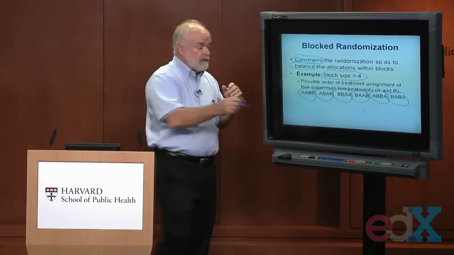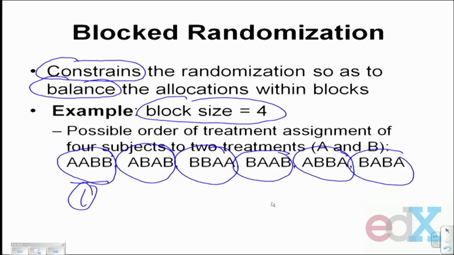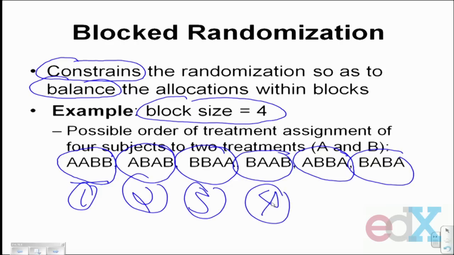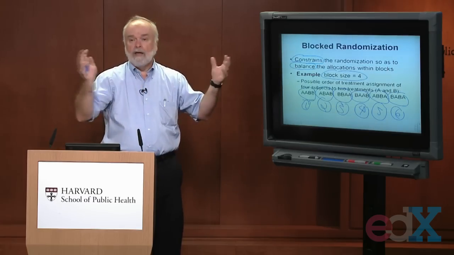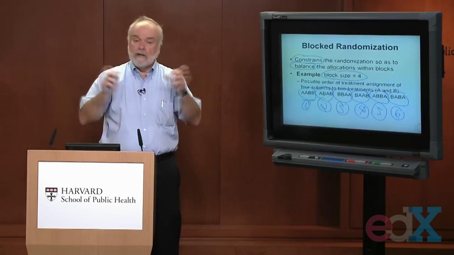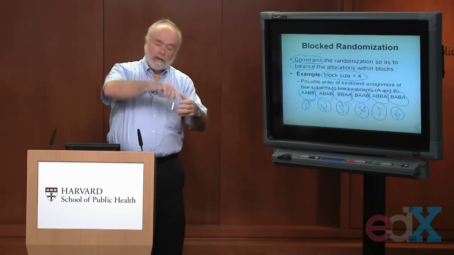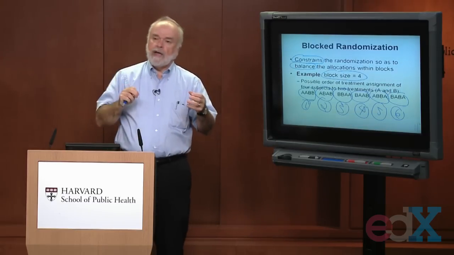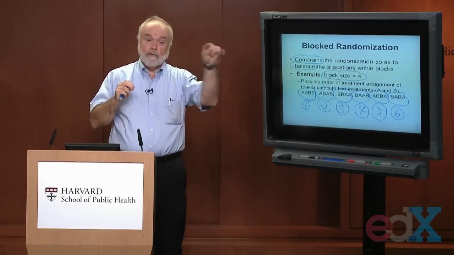I can write these 6 sequences, 1, 2, 3, 4, 5, and 6, on 6 separate pieces of paper. So the first one says AABB, the last one says BABA. Crumple them up, put them in a hat, close my eyes, and pick a piece of paper from the hat, and that's going to tell me how the next 4 people are going to be randomized. I can put that piece of paper back into the hat. I've got 6 of them again, shuffle them up, pick another piece out. That's going to tell me how the next 4 people are going to be randomized.